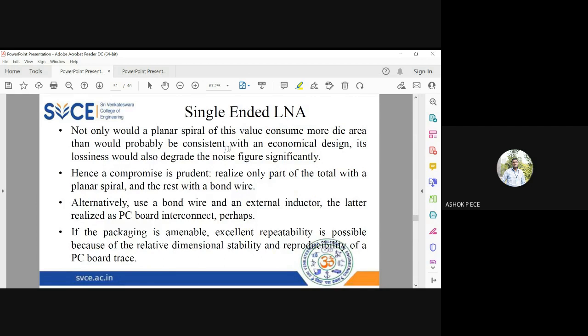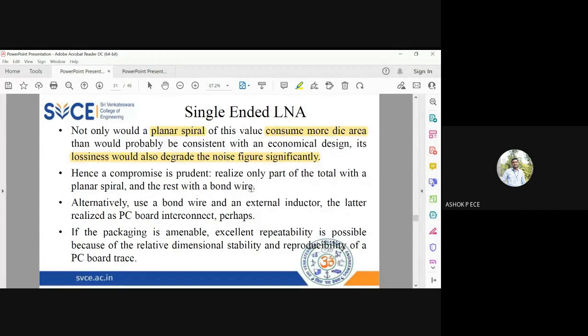And how to realize the single-ended LNA? You can use many structures available. If you use the planar spiral method, it will consume more die area than the conventional design. The lossiness would also degrade the noise figure. So if the die area is going to be more, the power consumed is going to be more, and the noise figure is also going to be degraded.